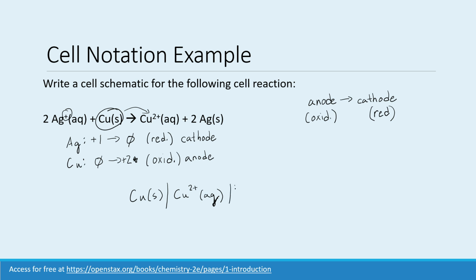And then have a double vertical line to separate one half reaction from the other. And then you can begin with the solution that the cathode is placed in. And so that is your silver ion, followed by your solid silver plate. And notice how in all of these reactions, we're ignoring the coefficients. That's because when we're looking at cell potentials, those are intrinsic properties, and so we tend to ignore any of the coefficients in those equations.